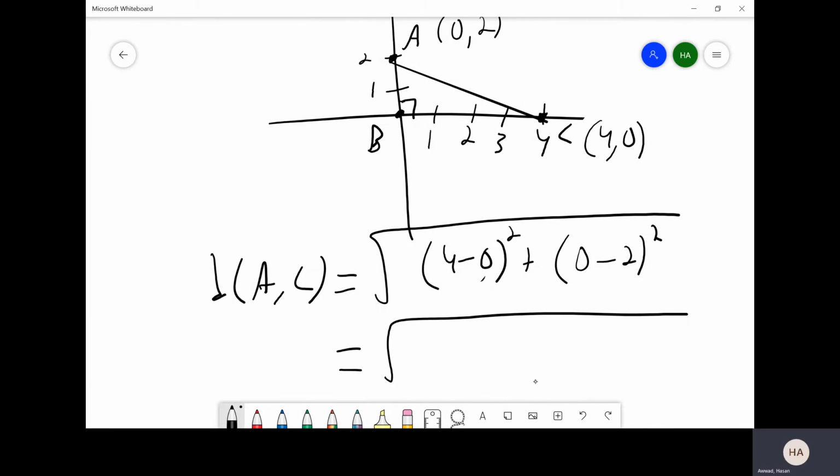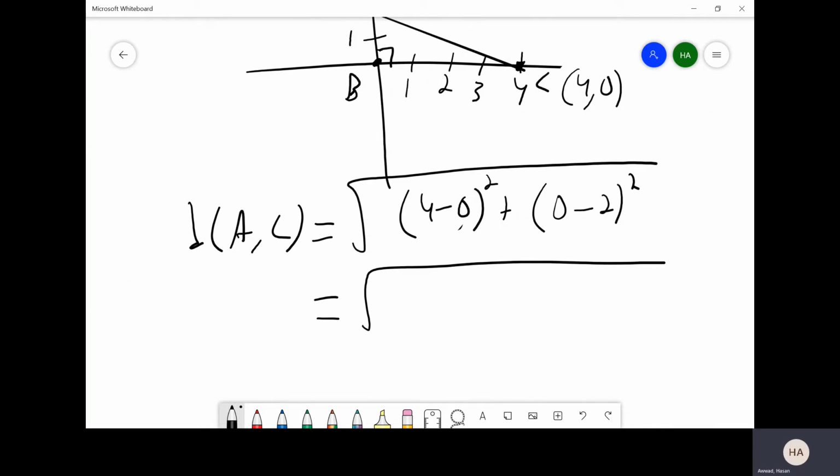Okay, so now we plug this in. We get 4 minus 0 squared, which is 4 squared. So 4 squared is 16 plus 0 minus 2 is negative 2. And negative 2 squared is the same thing as 2 squared. So negative 2 squared is 4. And so now we have the square root of 16 plus 4, which is the square root of 20. And we know that we can simplify the square root of 20, right? And how do we simplify the square root of 20?